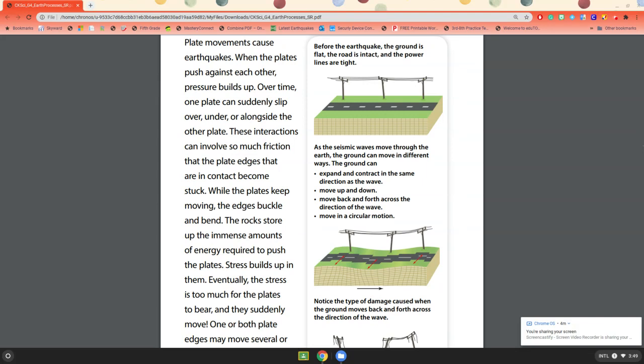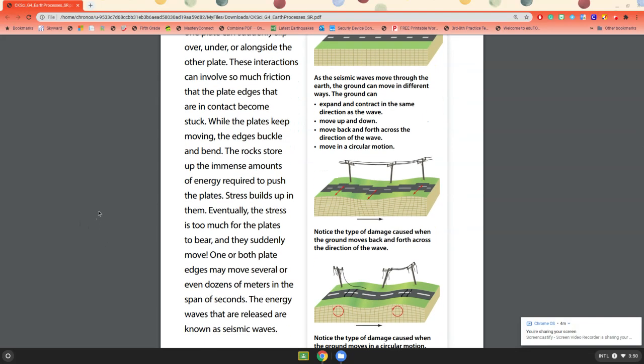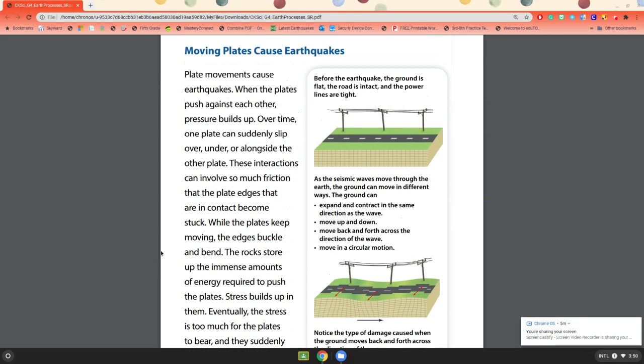While the plates keep moving, the edges buckle and bend. The rocks store up an immense amount of energy required to push the plates. Stress builds up in them. Eventually, the stress is too much for the plates to bear, and then suddenly they move. One or both plate edges may move several or even dozens of meters in the span of seconds. The energy waves that are released are known as seismic waves.